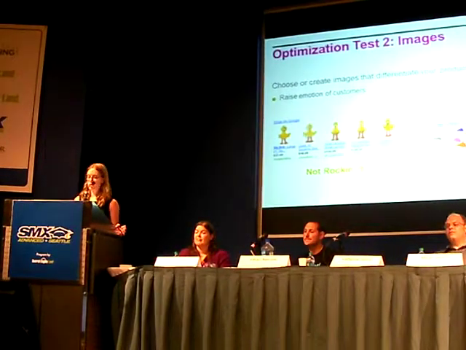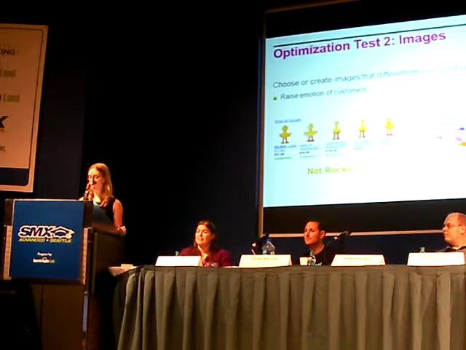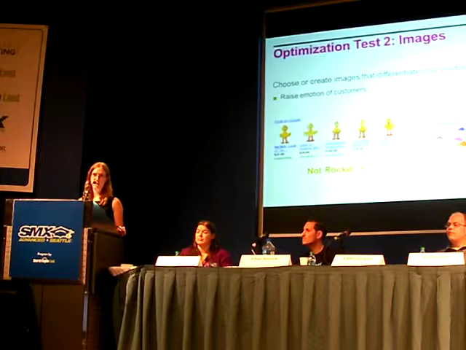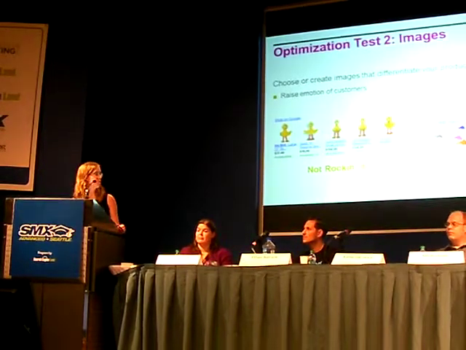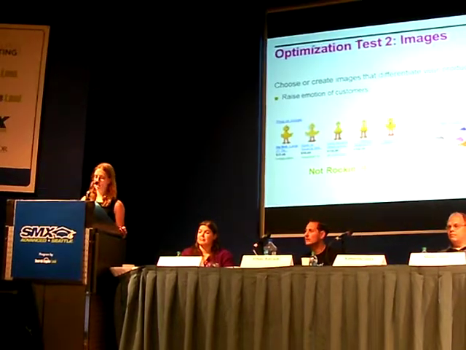JCPenney, on the other hand, does a great job having a picture of a girl holding a dolphin. They're showing the size of how big the product is and a happy girl. So raise emotion of your customers. Show them exactly what they're getting. And differentiate yourself on the SERP.